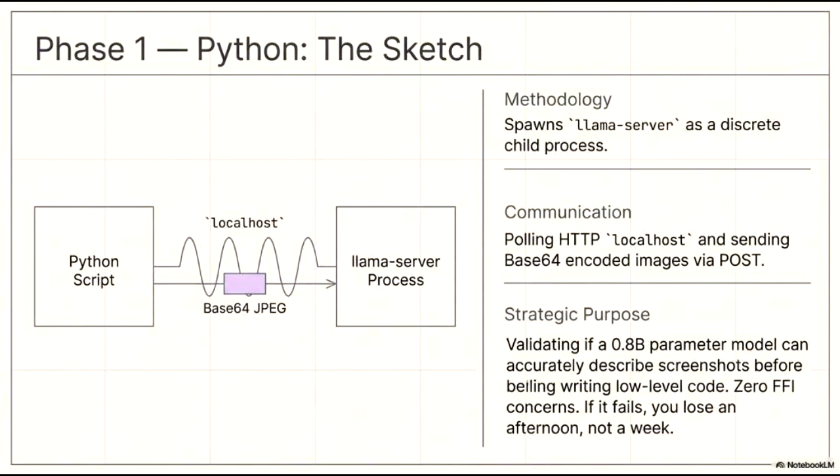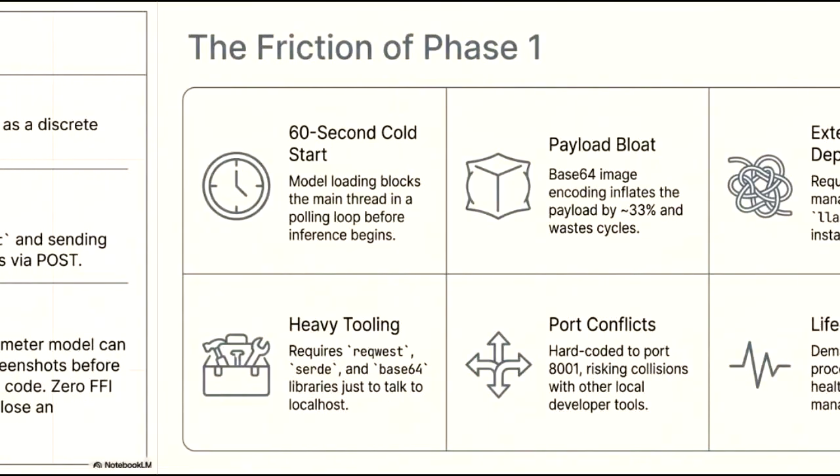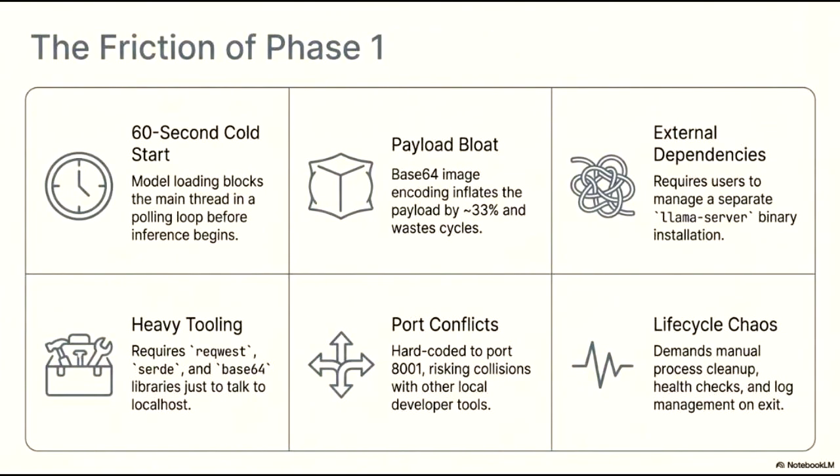The strategic purpose here is validation. We need to determine if a 0.8 billion parameter model can accurately describe screenshots before we commit to writing any low-level code. By starting with Python, we avoid all foreign function interface concerns initially. This ensures that if the model fails to meet our requirements, we have only lost an afternoon of work rather than an entire week. Phase 1 was characterized by several significant technical hurdles that created substantial friction for developers.